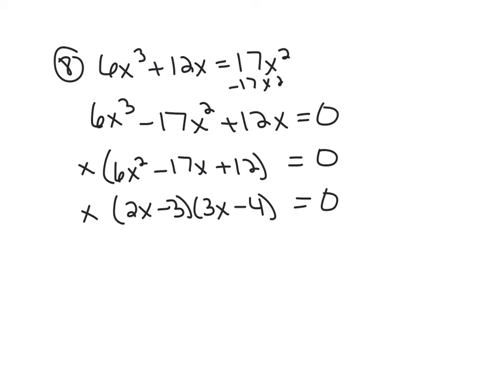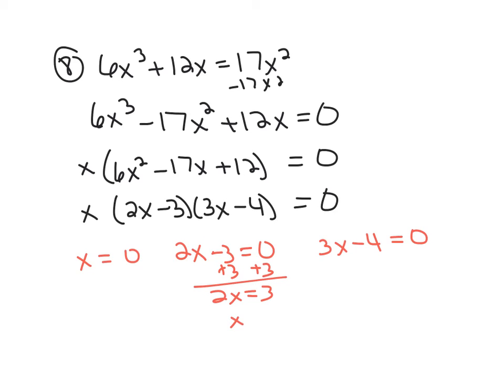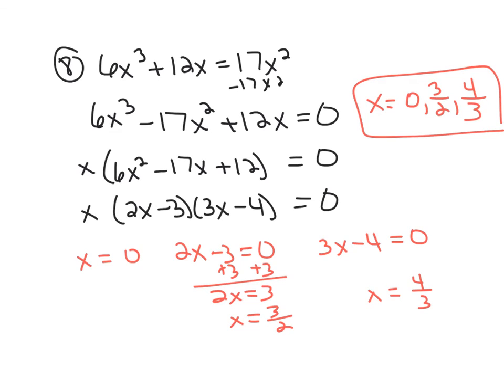Okay, how many answers should this one have? Should be 3, because this one has an x on the outside. So x equals 0, 2x minus 3 equals 0, and 3x minus 4 equals 0. So this one I've got to solve. Okay, 2x equals 3, x equals 3 halves. This one, when I solve, x equals 4/3. So my answer, 0, 3 halves, 4/3. So you could have a situation where you have 1 answer, 2 answers, or 3 answers.